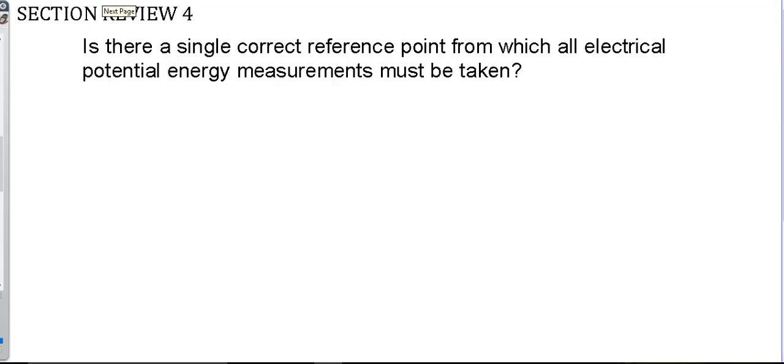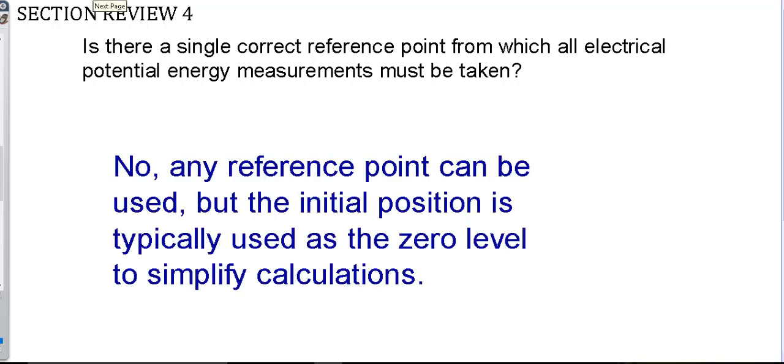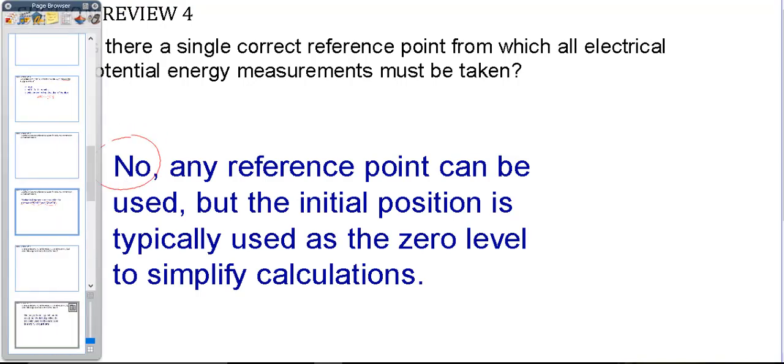Next one, is there a single correct reference point from which all electric potential energy measurements must be taken? No. In all potential energy, a reference point is important, so our answer is no. It depends on the reference point we choose. In such potential energy, we can choose the reference point. Mostly the initial point is accepted as the 0 level.